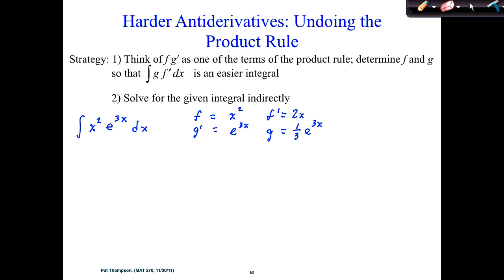Okay, so we're going to set it up. So we're going to have fg equals our answer plus integral gf prime. And so we got what? X squared times 1/3 e to the 3x equals our answer plus integral of g f prime, or I'm just going to change the order, f prime g, 2x times 1/3 e to the 3x.